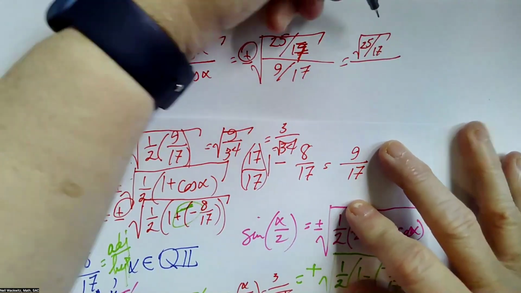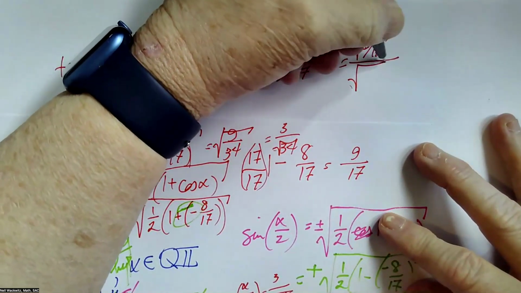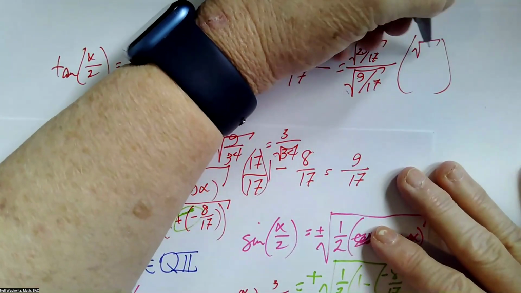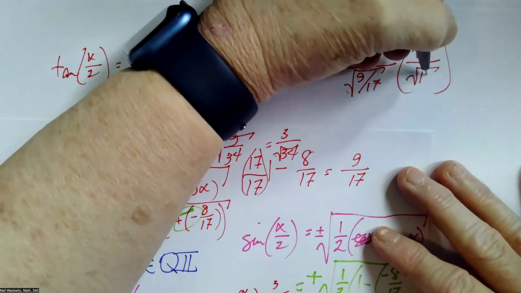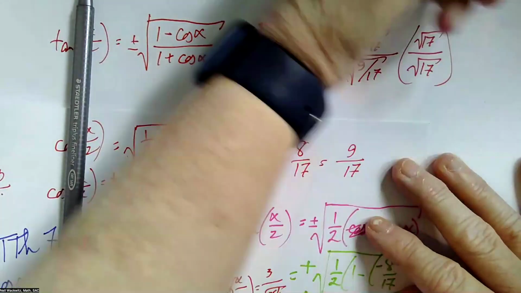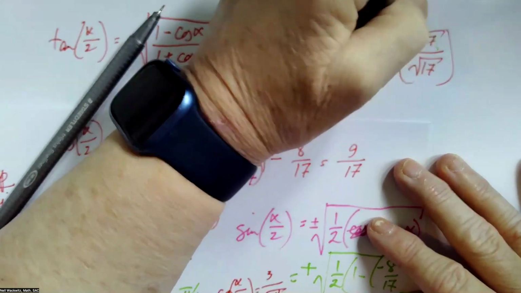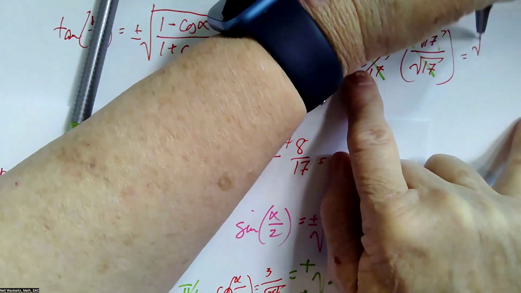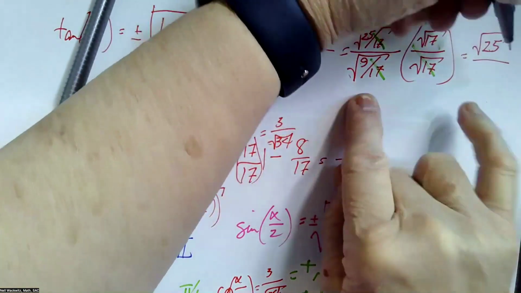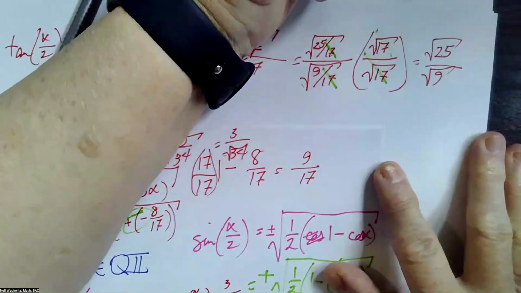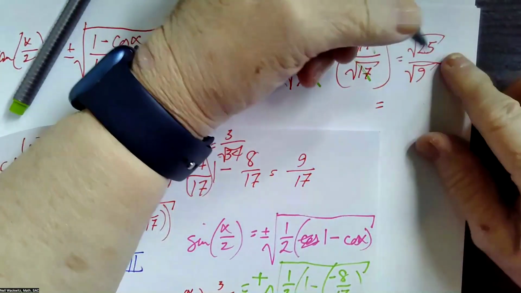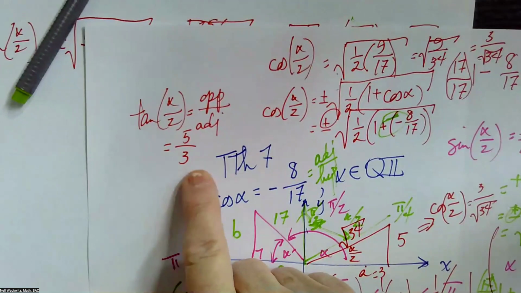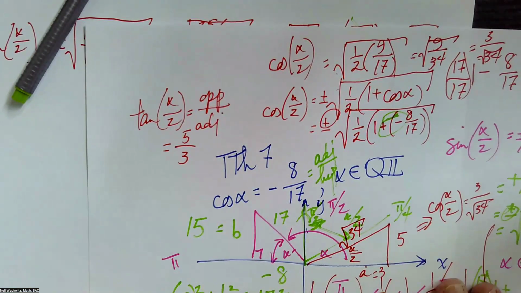We've got the square root of 25 over 17 divided by the square root of 9 over 17, and we're multiplying numerator and denominator by the square root of 17. So these square root of 17s divide out, and we're left with just square root of 25 divided by square root of 9. And that's really nice because those both have nice square roots. That's 5 over 3, which is exactly what we found when we looked at the triangle. So yay, isn't this fun?